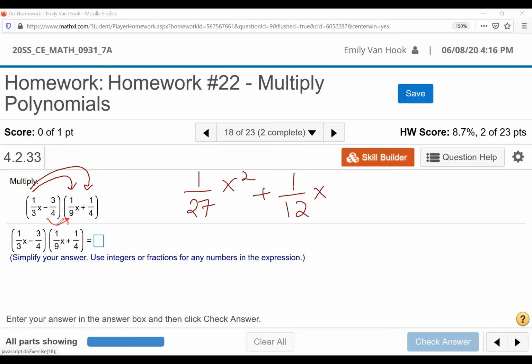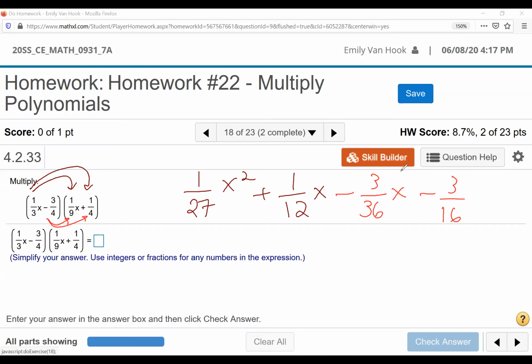Let's see, here's my next term coming up. 3/4 times 1/9 if I multiply across. 3 times 1 is 3. 4 times 9 is 36. Oh, and I can reduce that, but I'll come back to that. And then my last one, 3 times 1, that would be 3, 4 times 4, 16.